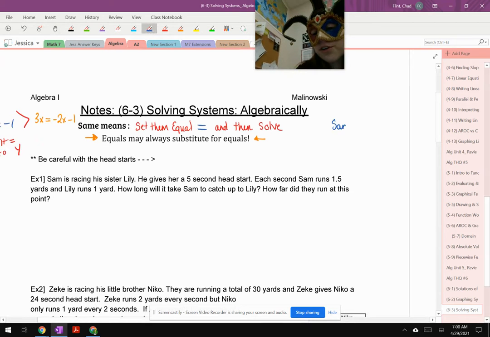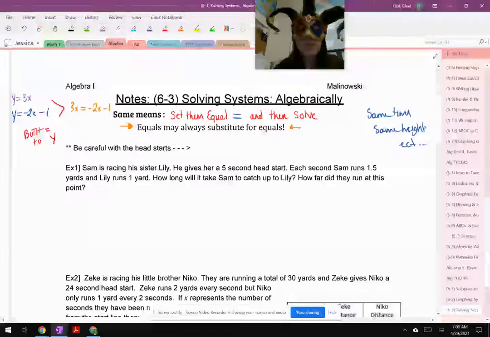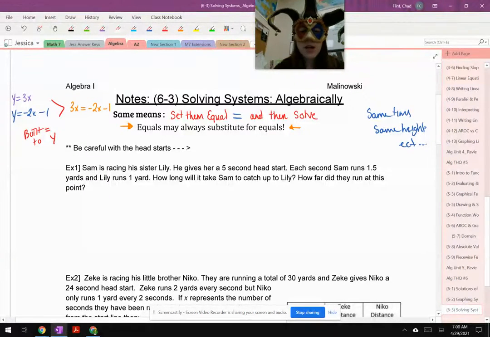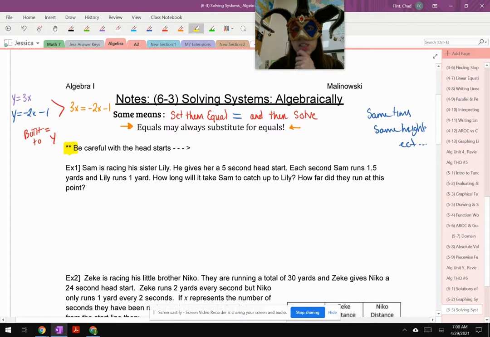So if they ask for the same time, the same height, et cetera, whenever they're going to be the same, cost the same amount, spend the same amount of money, you're going to set those expressions equal and solve. We'll talk about this little star piece with example 1 because it makes more sense there.